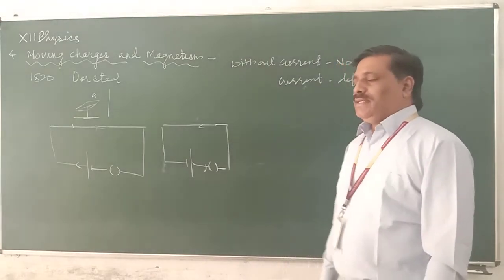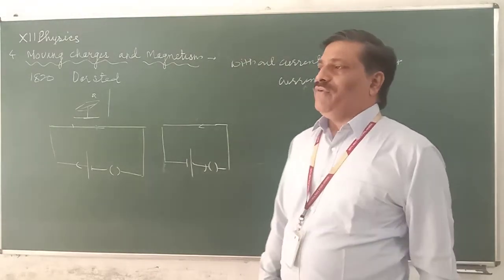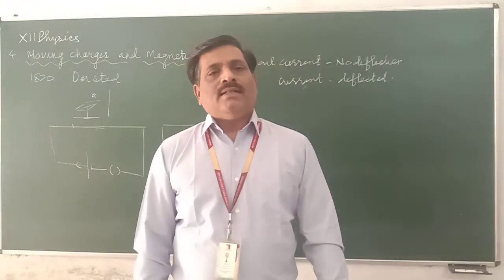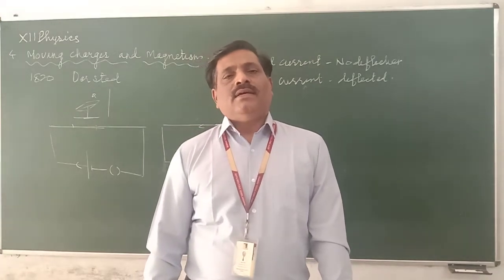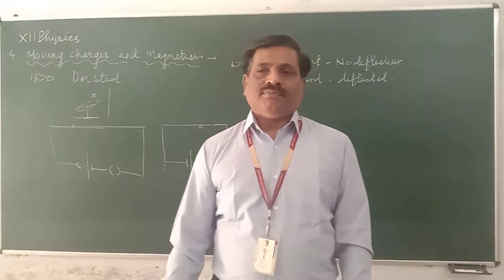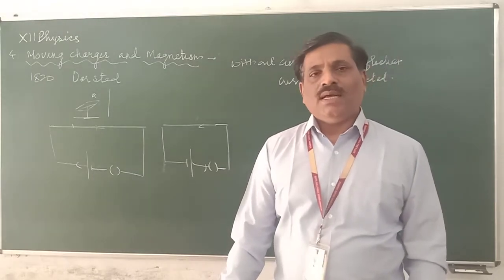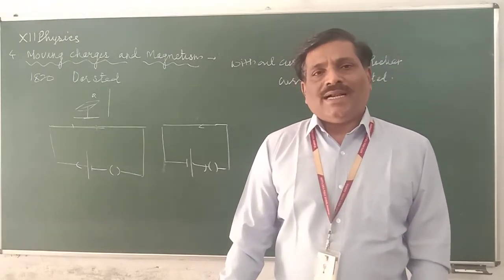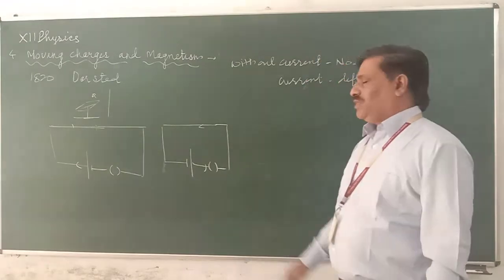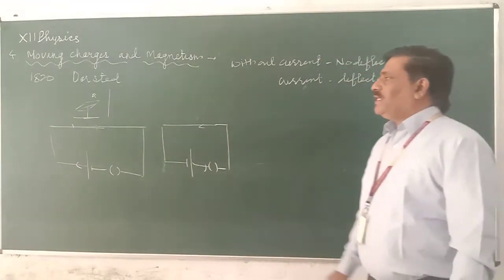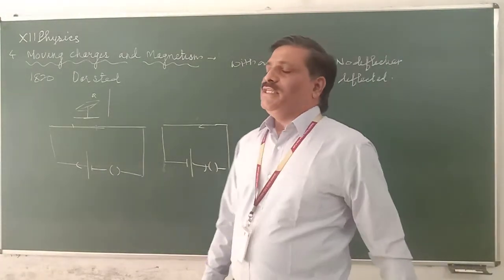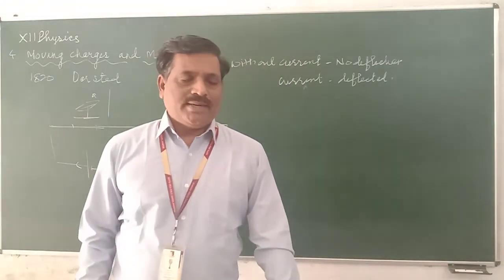Similarly, as we bring the needle closer to the current carrying wire, deflection increased. So, the magnetic deflection or magnetic field created by this current carrying element is decided by two things: one is the amount of current and the other is the distance at which the needle is placed. So these are certain observations he made by doing some experiments.